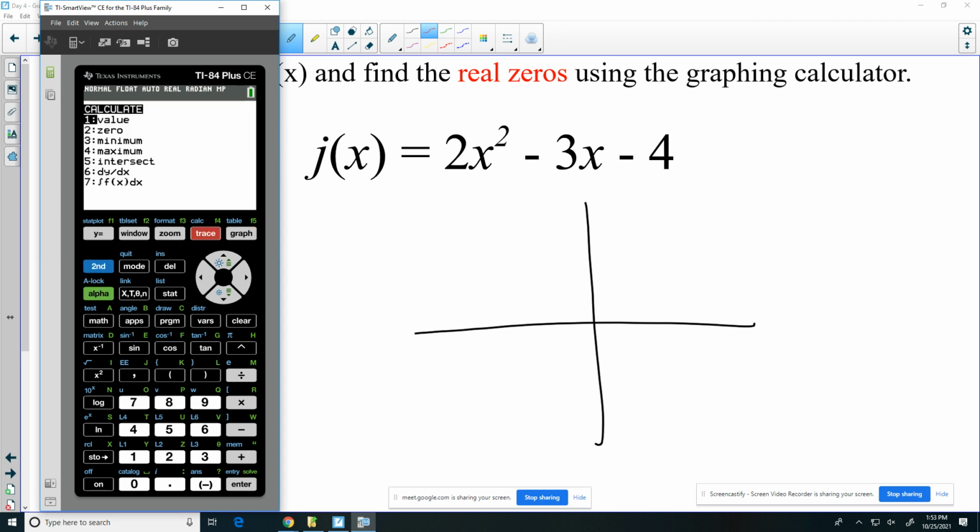So second calc, find the points of intersection, number 5. Hit enter when it says, is this your first curve? Hit enter when it says, is this your second curve? Get close to where one of the roots are. Hit enter again. I love that you got a nasty number this time.